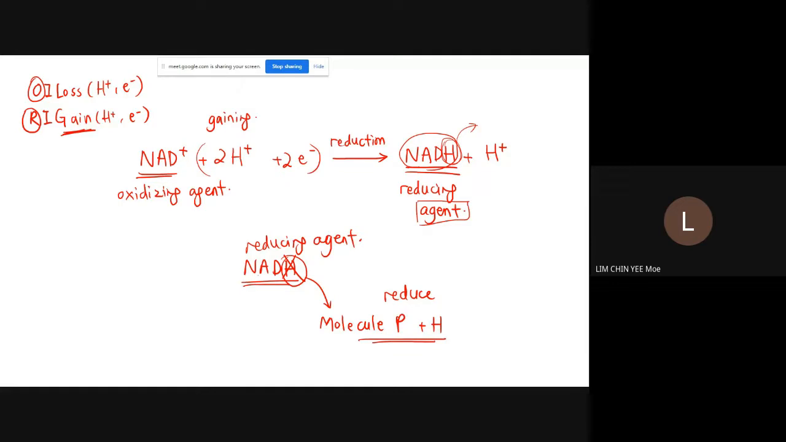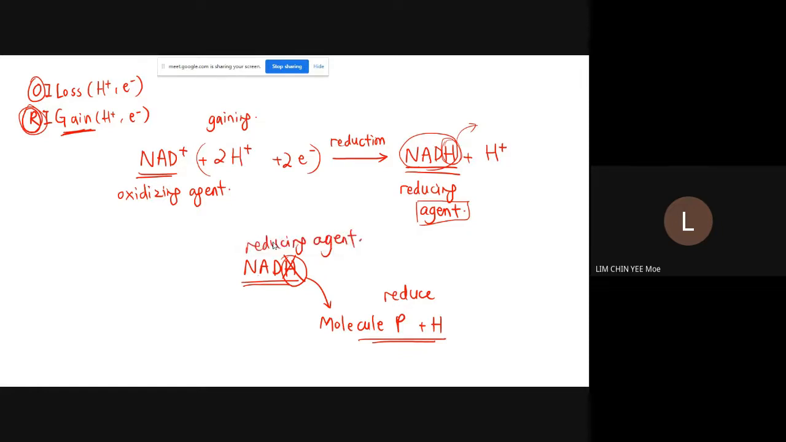I don't know how well you understand redox reaction in chemistry, but in this chapter, you must remember which one is reducing agent, which one is oxidizing agent. You must ingat, and then NAD plus reduce to form NADH. Inilah proces reduction. NAD plus gain hydrogen and electron. Maksudnya NAD plus reduce to NADH. Ataupun you boleh ingatlah, oh dia pun dah reduce, mestilah dia lah reducing agent. Okay, so now ini ialah NAD plus.